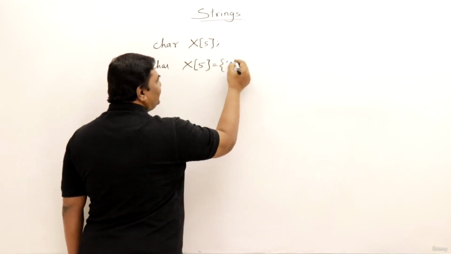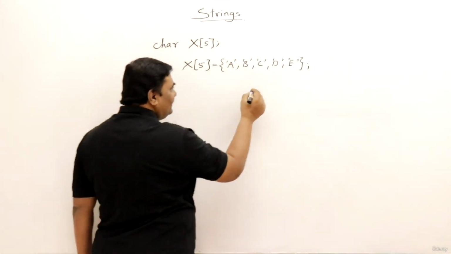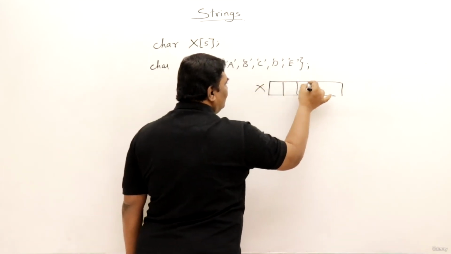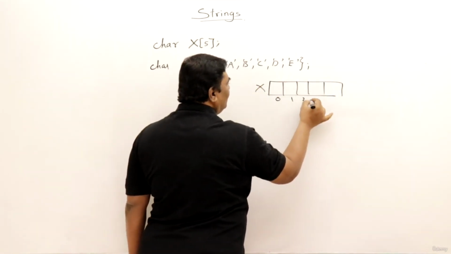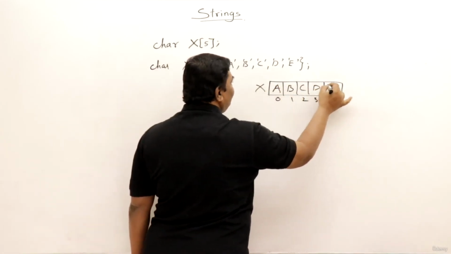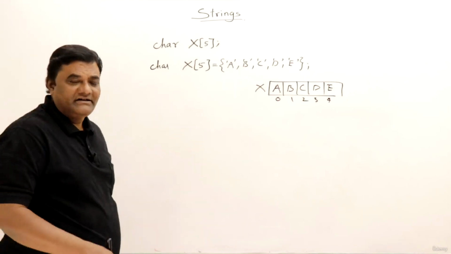If I want to initialize, I can give alphabets. This is declaration plus initialization. So an array will be created with the name X, and it will have the alphabets A, B, C, D, E. Actually, their ASCII codes will be present in that array.